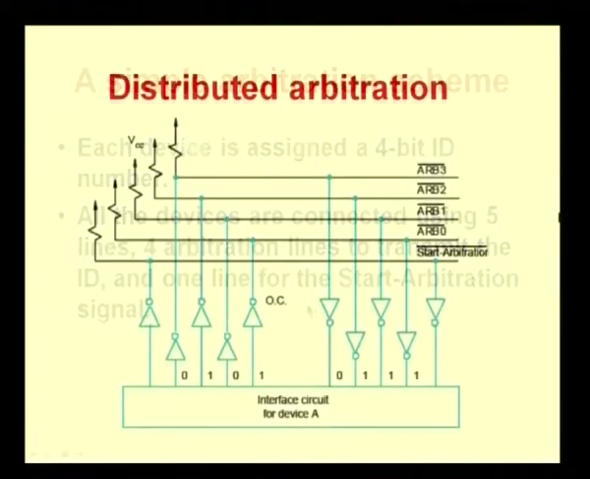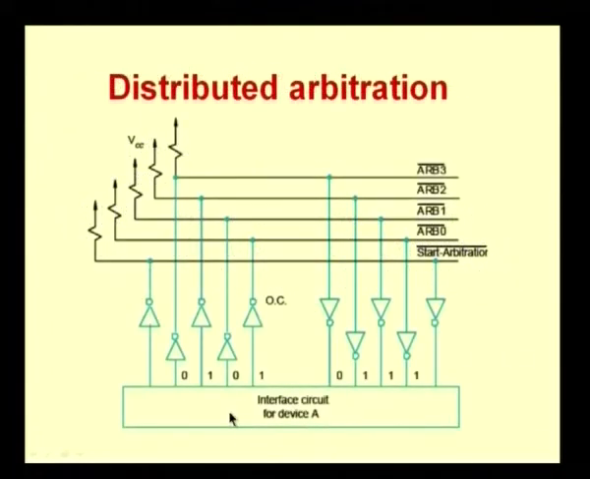So, what we have is something like this. You have a particular device. This device is connected to the bus by means of these signals. What are these signals? You have ARB 0, 1, 2 and 3, the 4 arbitration signals, and a start arbitration signal, which is a control signal. You can see that you have input and output for these signals for a particular device.